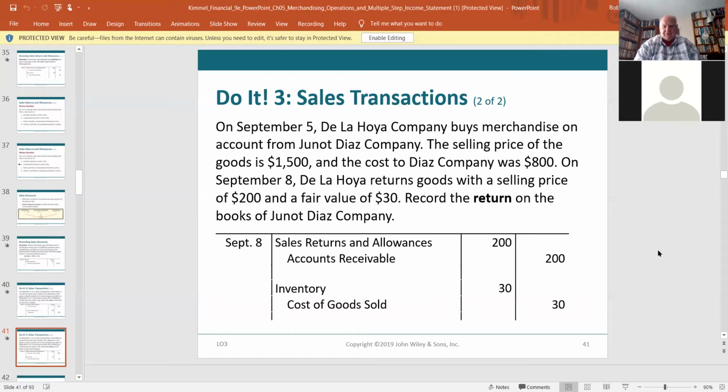Here they're recording a return. De La Hoya returned goods costing $200. That was the selling price. So we never debit sales. We debit sales returns and allowances for $200, and we record accounts receivable because we're not going to receive that money. We then have to debit the inventory and credit the cost of goods sold for the $30 cost of those goods, okay?